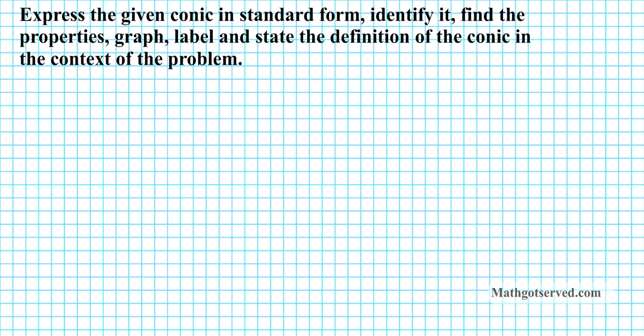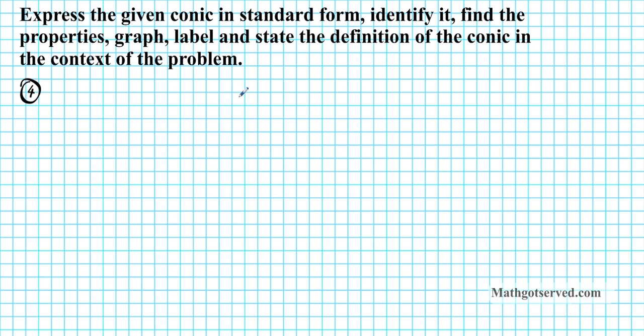All right, let's take a look at question number 4. Problem 4, we're doing the same procedure for problems 1, 2, and 3. We're going to express the given conic in standard form, identify it, find the properties, graph, label, and state the definition of the conic in the context of the problem.